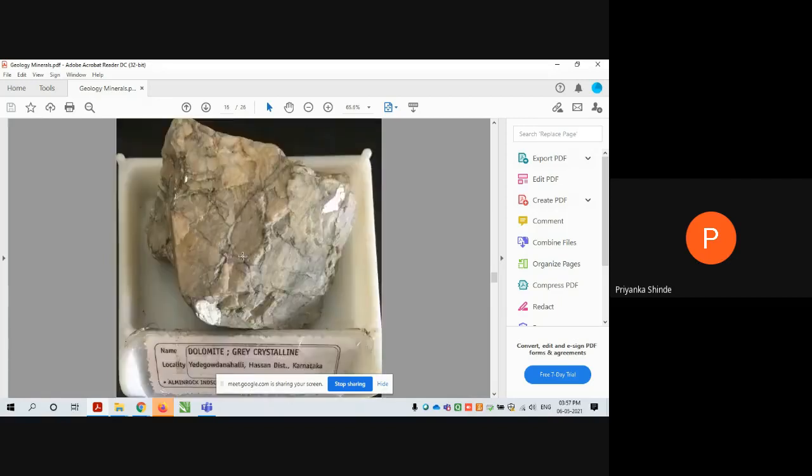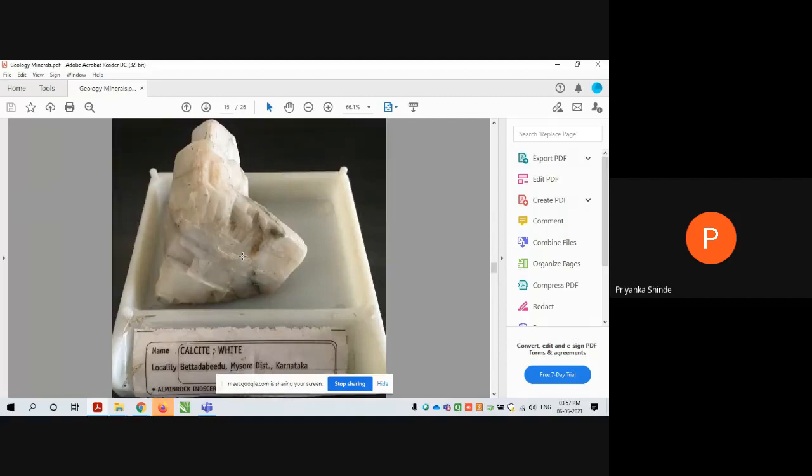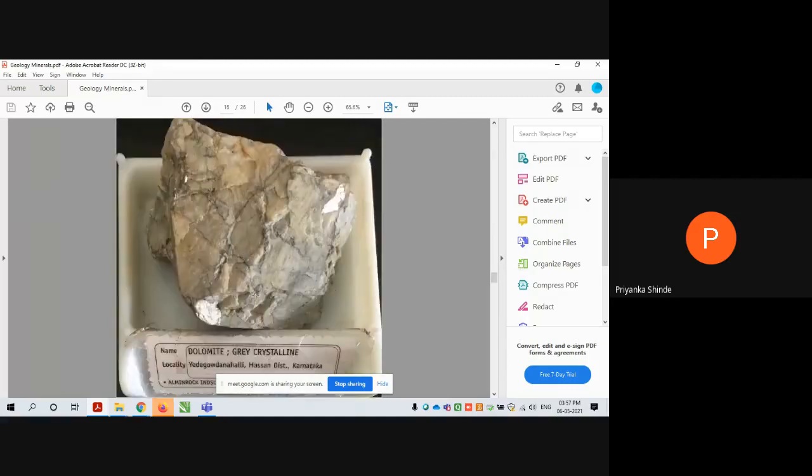So these are the two minerals, calcite and dolomite. The only difference is that calcite contains only calcium carbonate, and dolomite, along with calcium carbonate, contains Mg, that is magnesium also. That is the only difference. Then both of these occur in sedimentary rocks, remember.